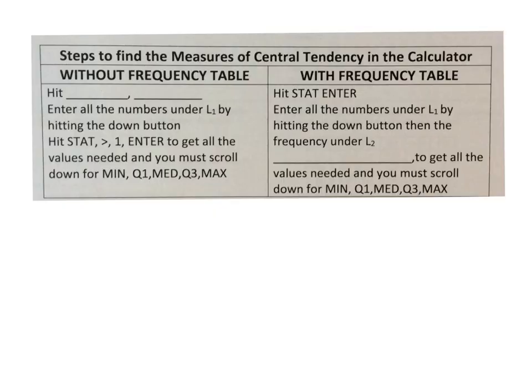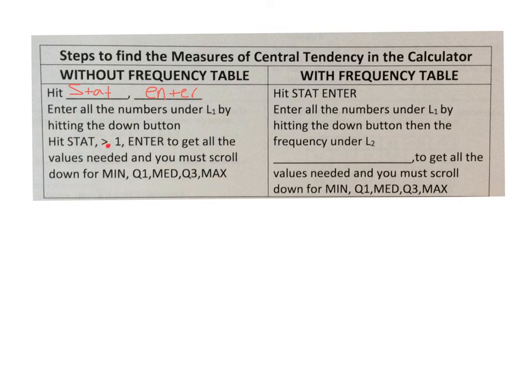Now let's talk about finding the measures of central tendency in your calculator without a frequency table. So what we want to do is hit stat, enter. And then you're going to enter all the numbers under L1 by hitting the down button. Hit stat calc 1, enter to get all the values needed, and you must scroll down for the min, the Q1, the median, the Q3, and the max.